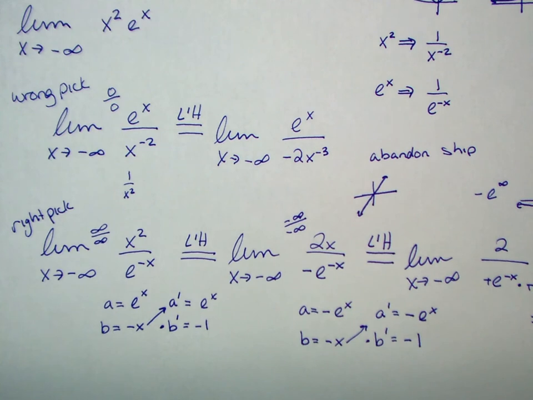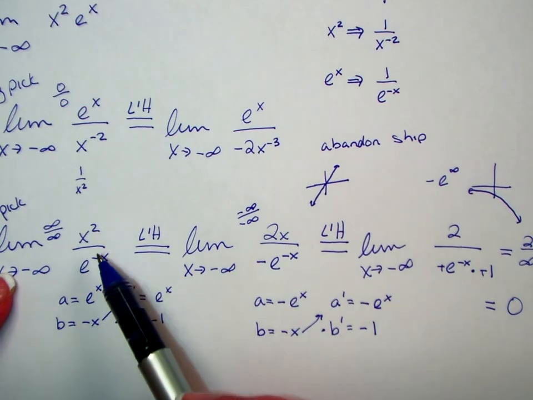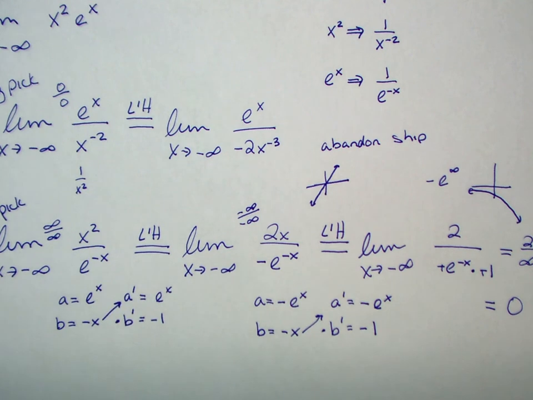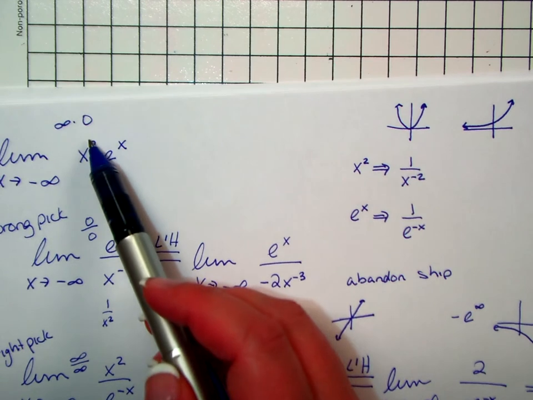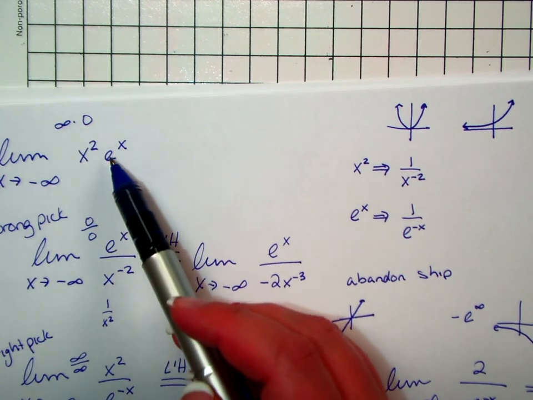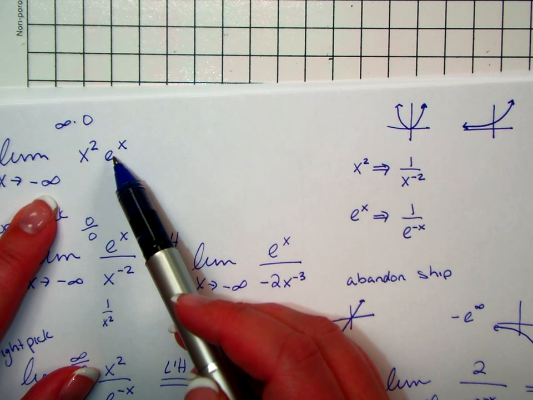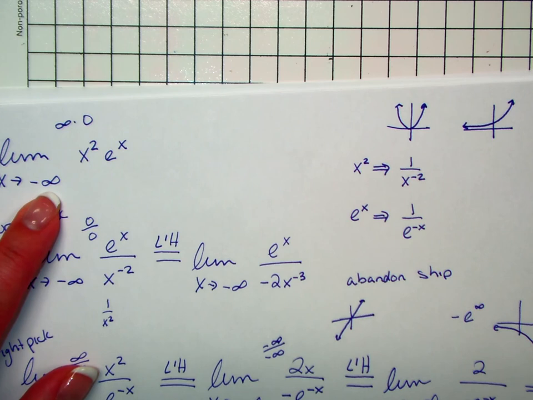Okay, no, that's not what that means. Let's go back up here. For this to be 0, it means that this function is heading to 0 a lot faster than this function is heading to infinity.